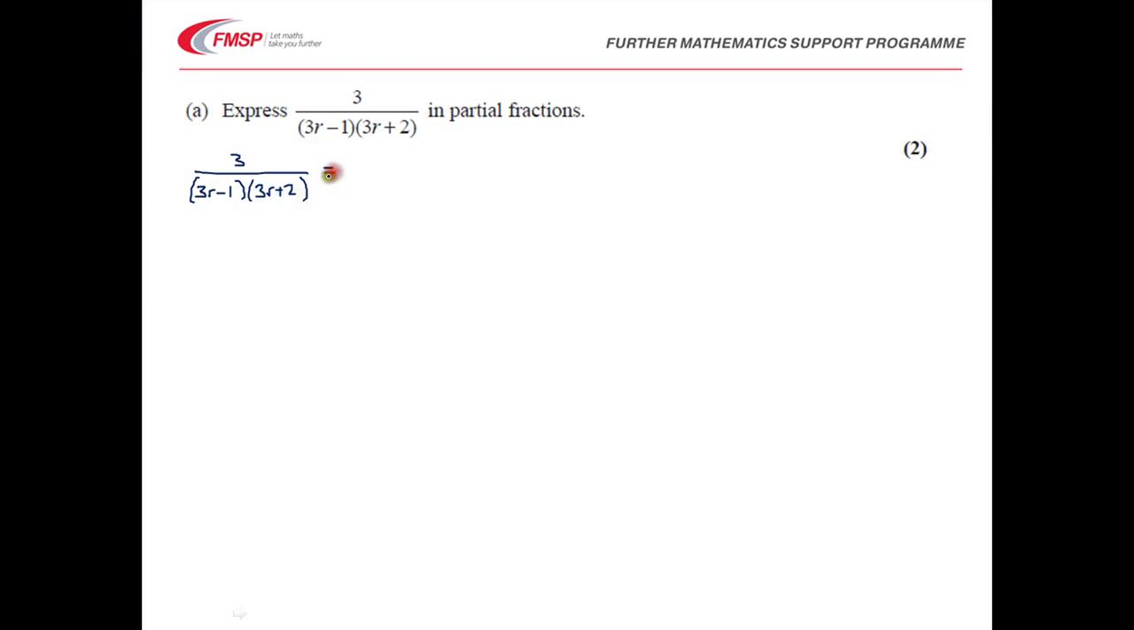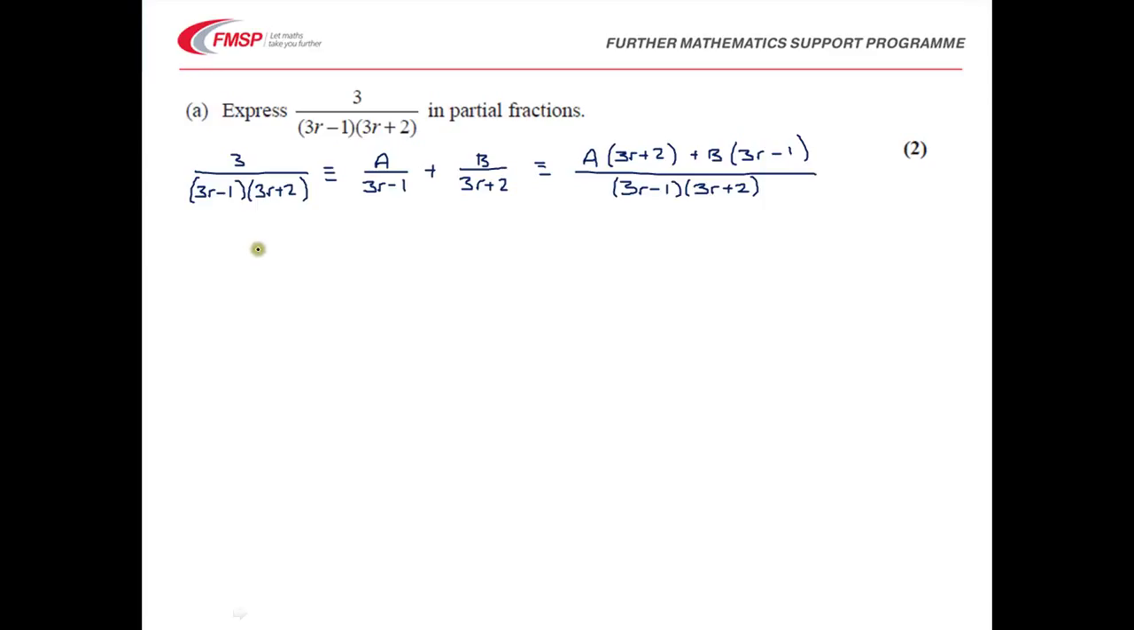And the usual format is A over the first factor plus B over the second factor. And then we recombine them. So that's A multiplied by 3r plus 2 plus B over 3r minus 1, all over 3r minus 1, 3r plus 2. And note that I've used 3 lines. I've said identically equal to, so these expressions are true for all values of r.